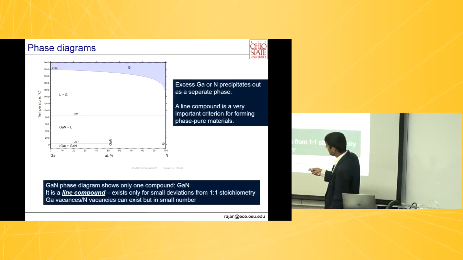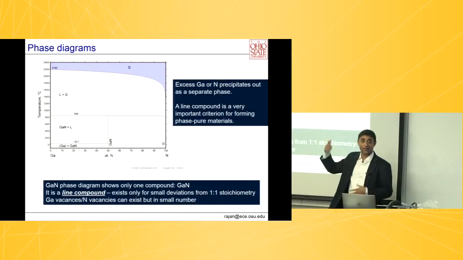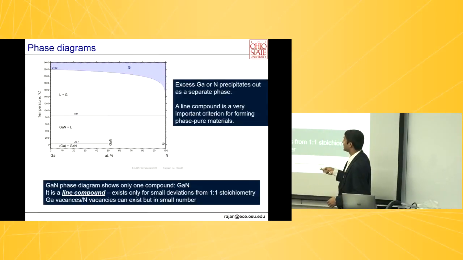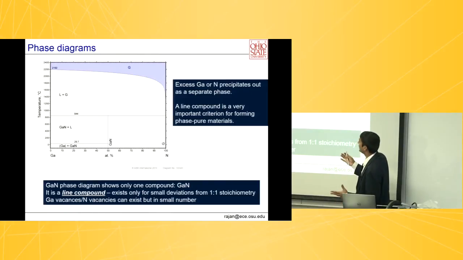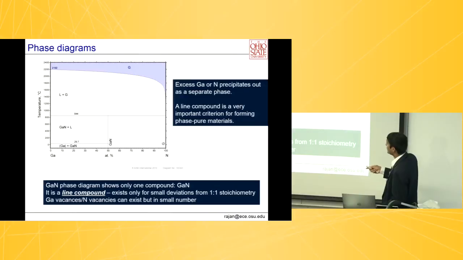And if you have more gallium, you're going to get gallium nitride plus liquid gallium. If you have more nitrogen, you're going to get gallium nitride, 1:1, and you're going to get just nitrogen, which will just evaporate out. It'll precipitate out, right? This is actually a good thing, okay? And then, of course, if you go above a certain temperature, it'll liquefy or something. So of course, these are all equilibrium phase diagrams. This is experimental.